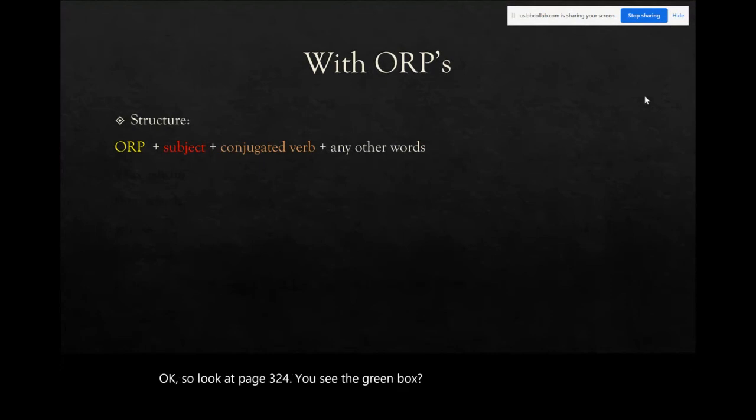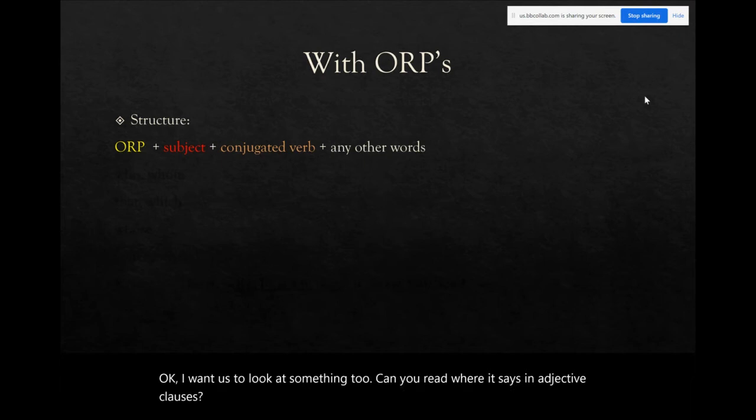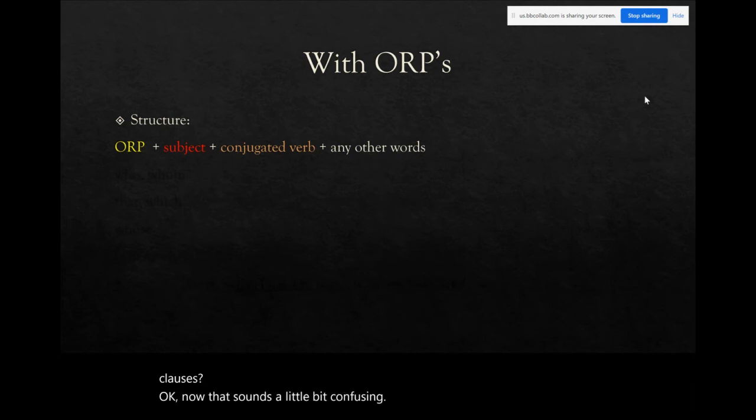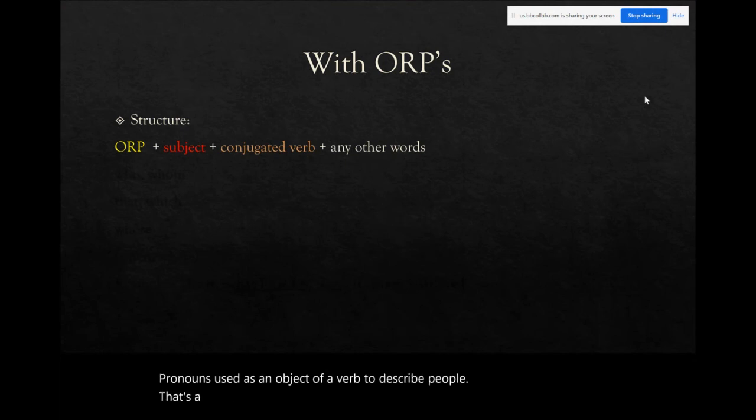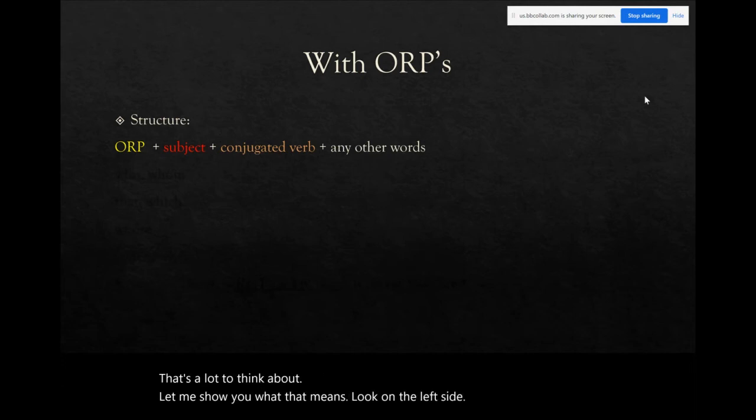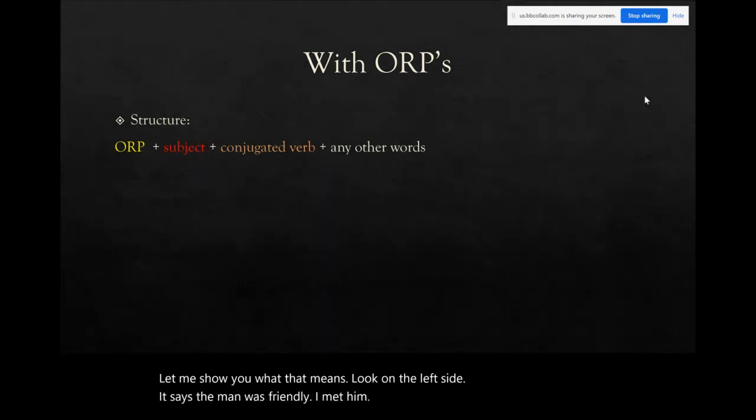Can you read where it says in adjective clauses? In adjective clauses, pronouns are used as the object of a verb to describe people. Okay, now that sounds a little bit confusing. Pronouns used as an object of a verb to describe people. That's a lot to think about. Let me show you what that means. Look on the left side. It says, the man was friendly. I met him. Everybody see that one?